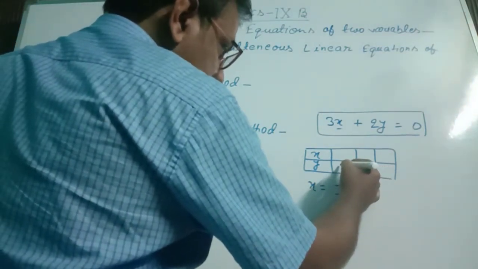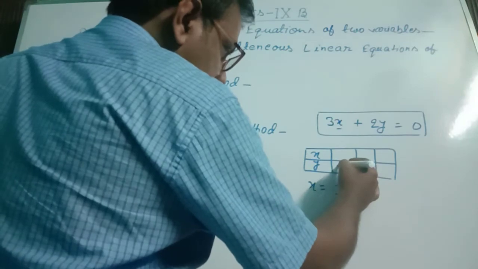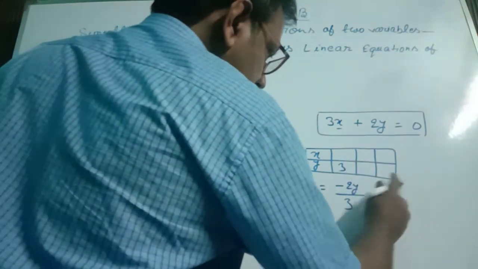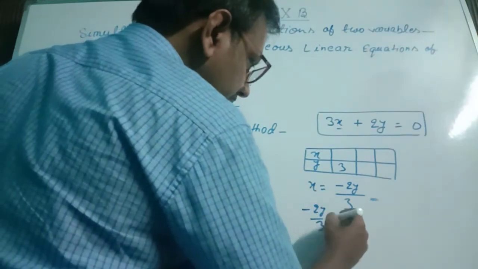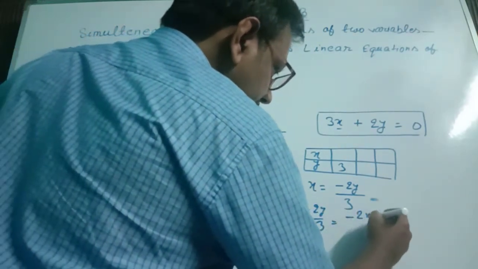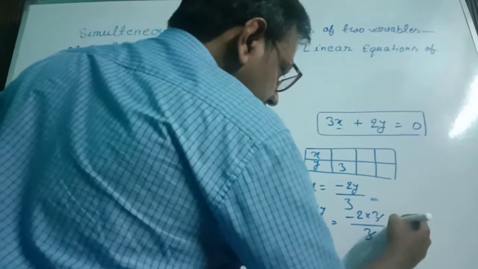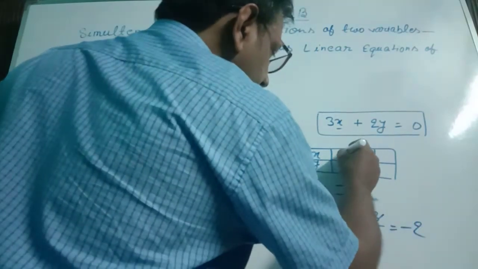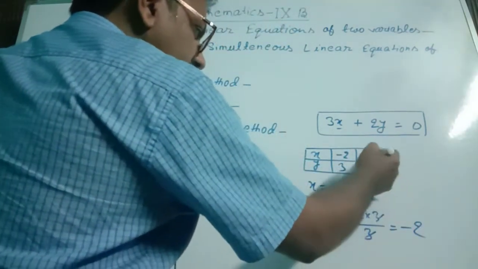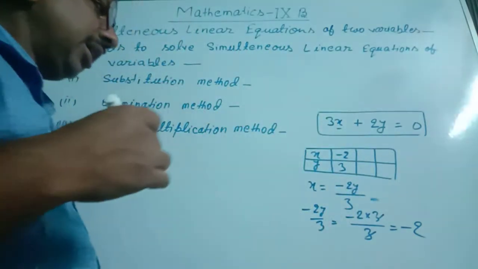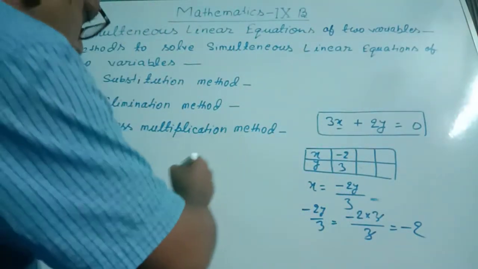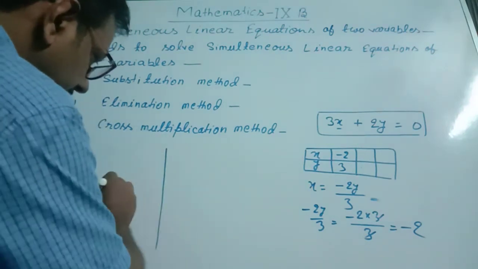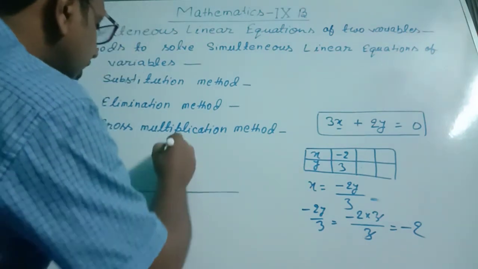Now we will choose the value of y. Suppose it is 3. Then we calculate: minus 2y by 3 will be equal to minus 2 into 3 by 3. So this 3 cancels, and minus 2 is left, which we write here. Similarly, we will take other values of y and calculate the value of x. In this way, we get the values of x and y. Now we plot these values on the graph sheet.